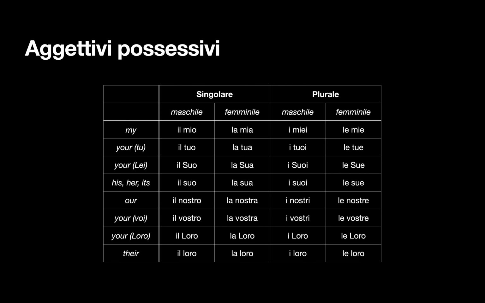So moving on, our becomes il nostro, la nostra, i nostri, le nostre. The voi forms: il vostro, la vostra, i vostri, le vostre. And then loro is the same for all forms. Il loro, la loro, i loro, and le loro.